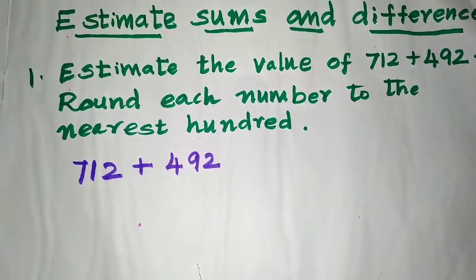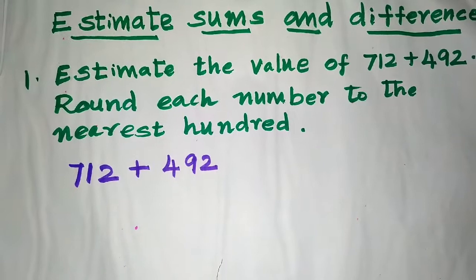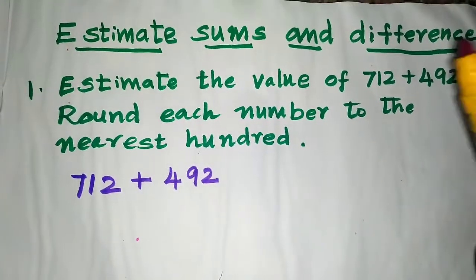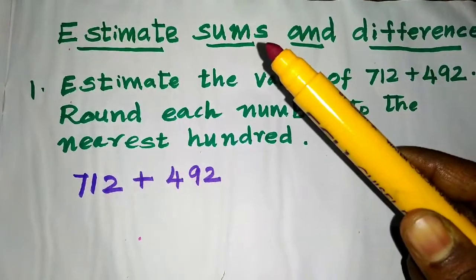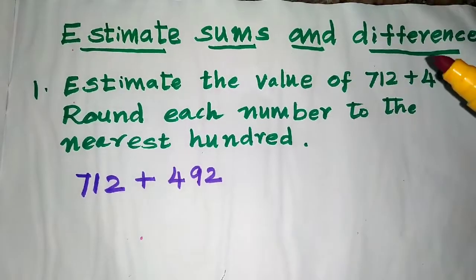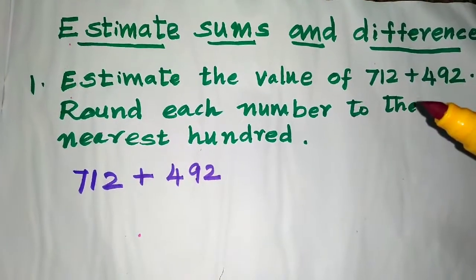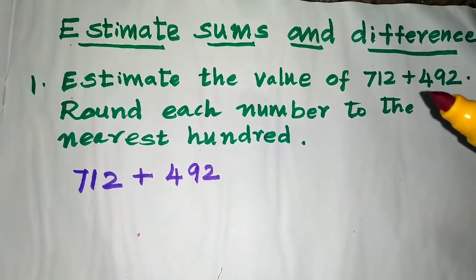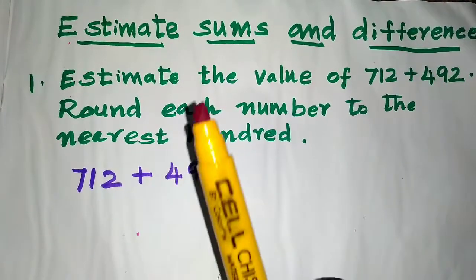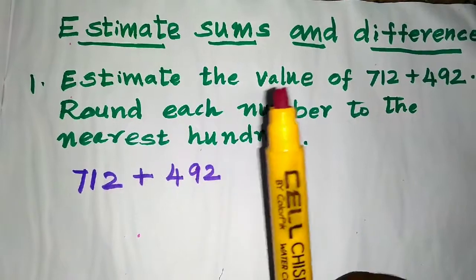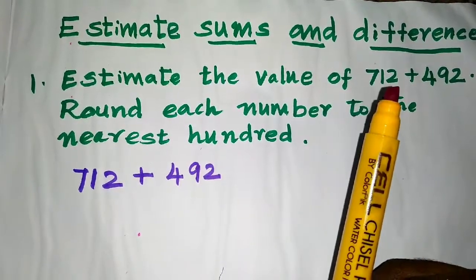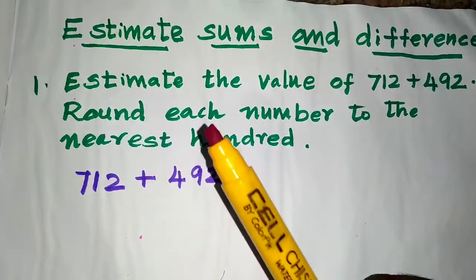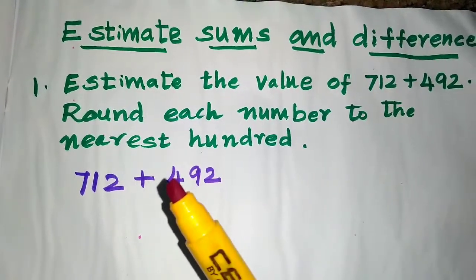Today we are going to see estimate sums and differences, which means we are going to add two values by rounding off the value using the round off method. Here we are going to use two operations, sums and differences. Our problem is: estimate the value of 712 plus 492. Round each number to the nearest 100.